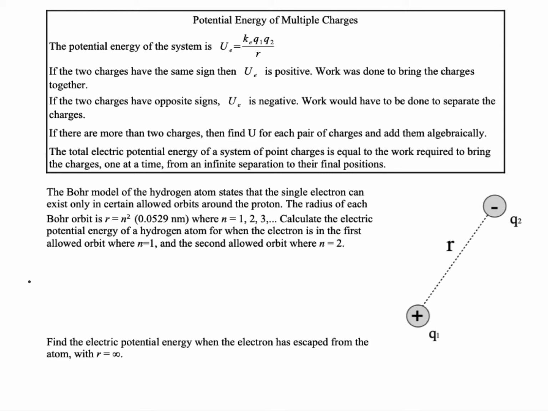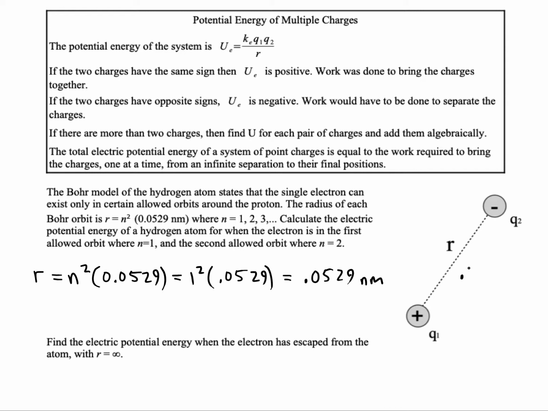According to the formula for the Bohr orbit, we'll plug in a 1 for n. And as we can see, this will give us 0.0529 nanometers. So let's start with that. Our proton and our electron are going to be separated by 0.0529 nanometers. Let's use the electric potential energy formula.